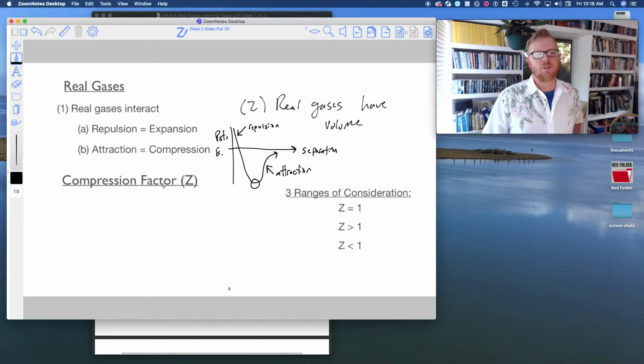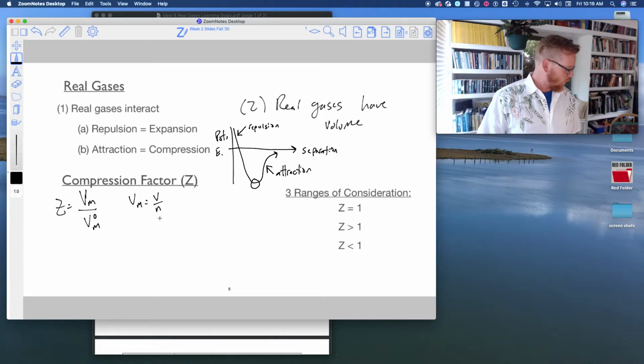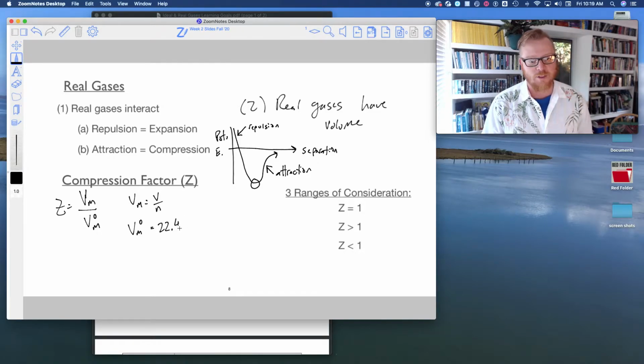And so we use the compression factor Z as a means of telling us where we are in this range, okay? So I'll define the compression factor Z as Vm, remember that's molar volume, an intensive property, over Vm standard, okay? And so we remember that Vm equals V over N, and of course Vm standard, or even Vm ideal, we know with 4 sig figs is 22.42 liter per mole.